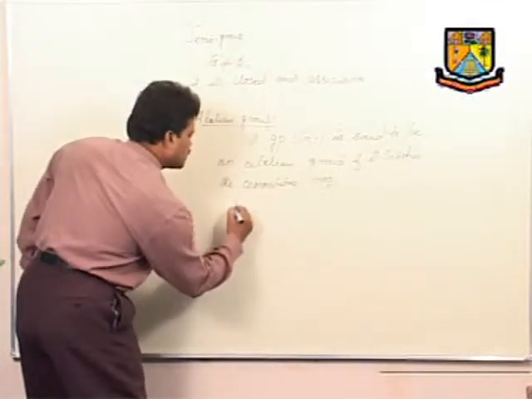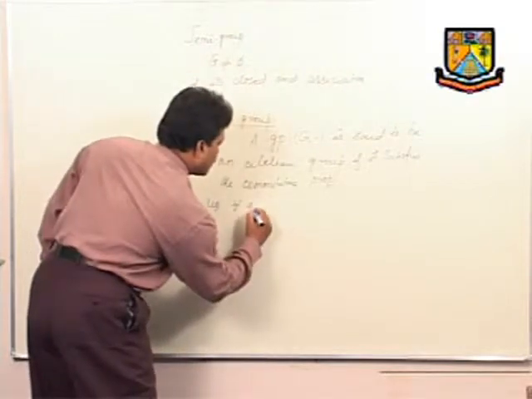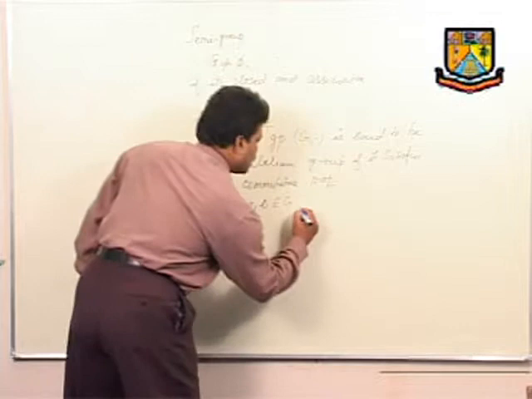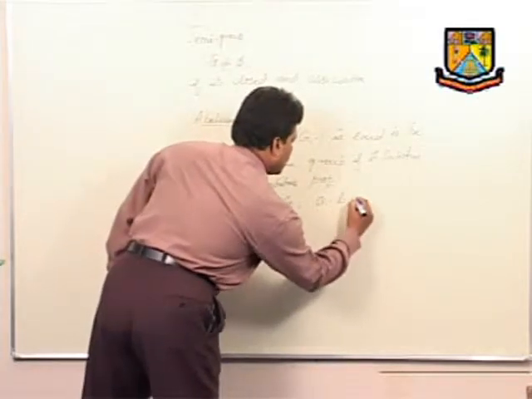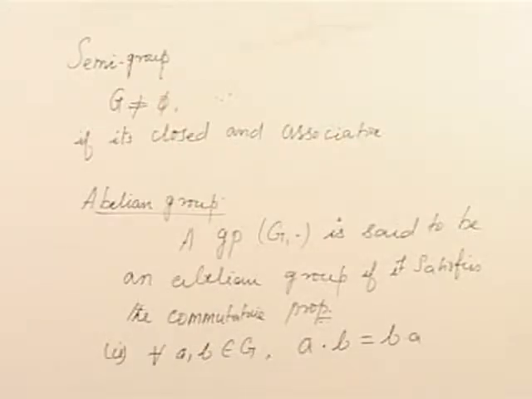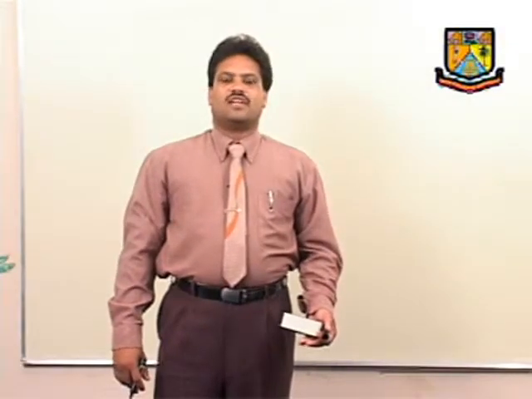For a pair of elements A, B in G, A dot B is equal to B dot A. These are the important definitions in groups, and there are certain theorems also which will be discussed in the classroom. Next chapter we deal with subgroup.